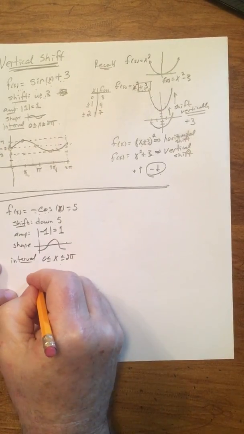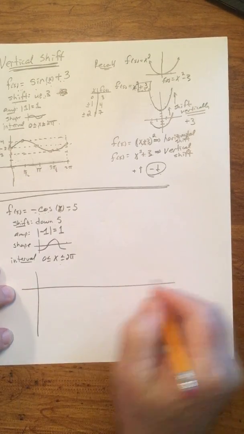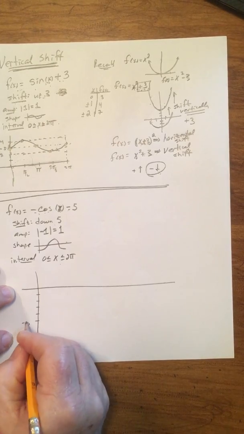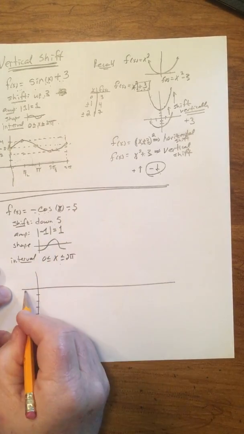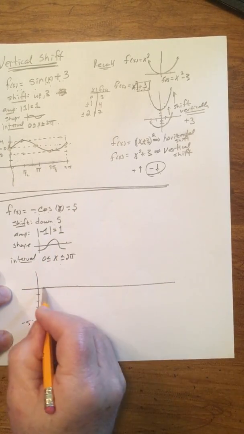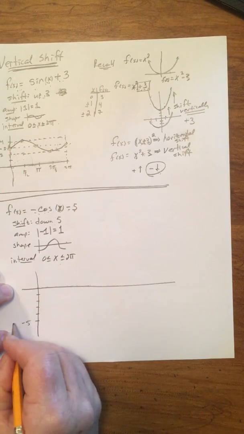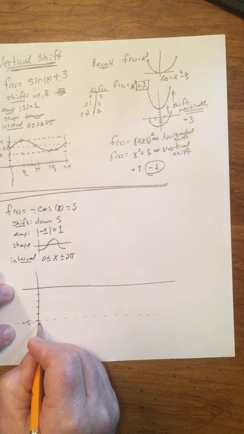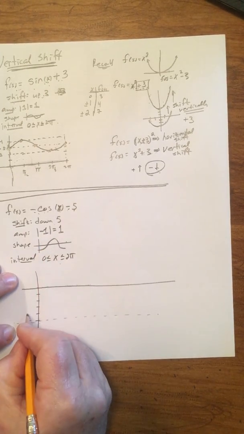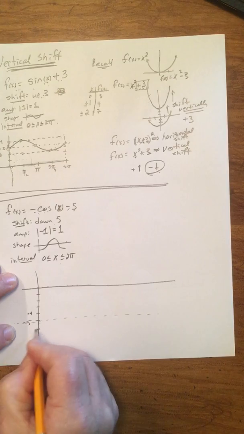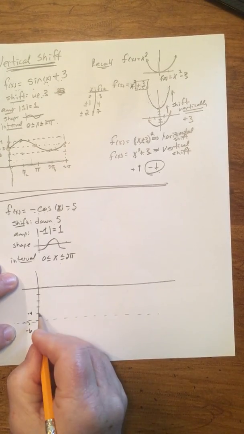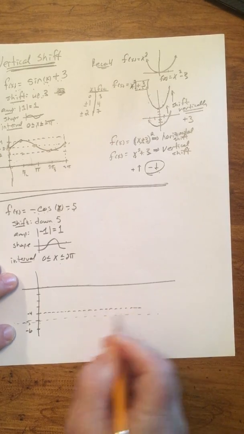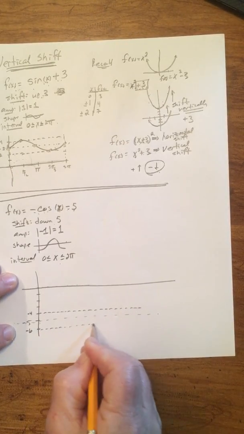So let's see if we can make this happen. 1, 2, 3, 4, negative 5. We've shifted down 5 units. So the node line, the axis, is no longer the x-axis. The nodes are going to fall on that line at negative 5. The amplitude is 1, so that goes up to negative 4 and down to negative 6. So the top of this picture is going to be at negative 4. The bottom is going to be at negative 6.